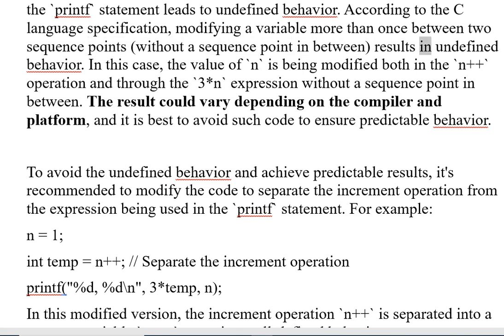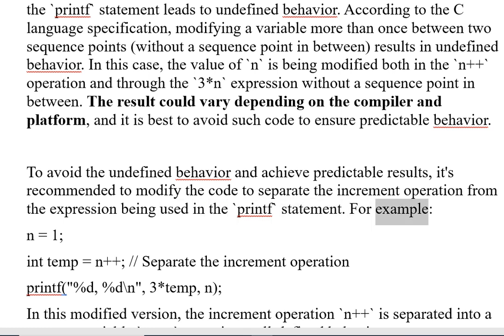between, results in undefined behavior. In this case, the value of n is being modified both in the n++ operation and through the 3*n expression without a sequence point in between. The result could vary depending on the compiler and platform, and it is best to avoid such code to ensure predictable behavior. To avoid the undefined behavior and achieve predictable results, it's recommended to modify the code to separate the increment operation from the expression being used in the printf statement.